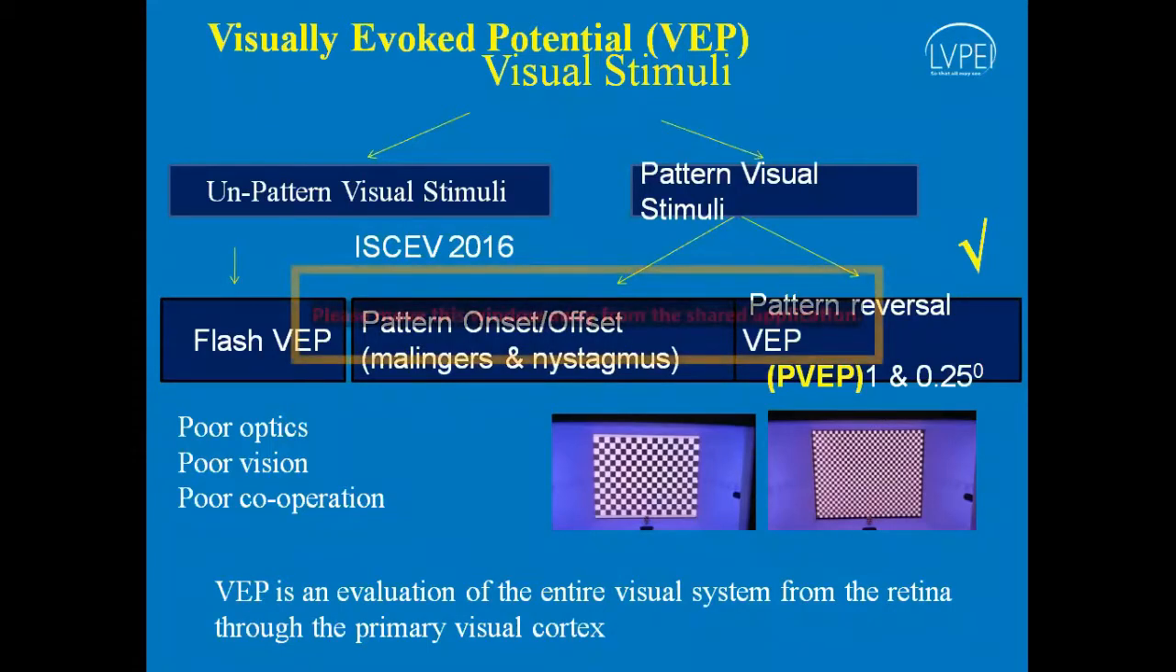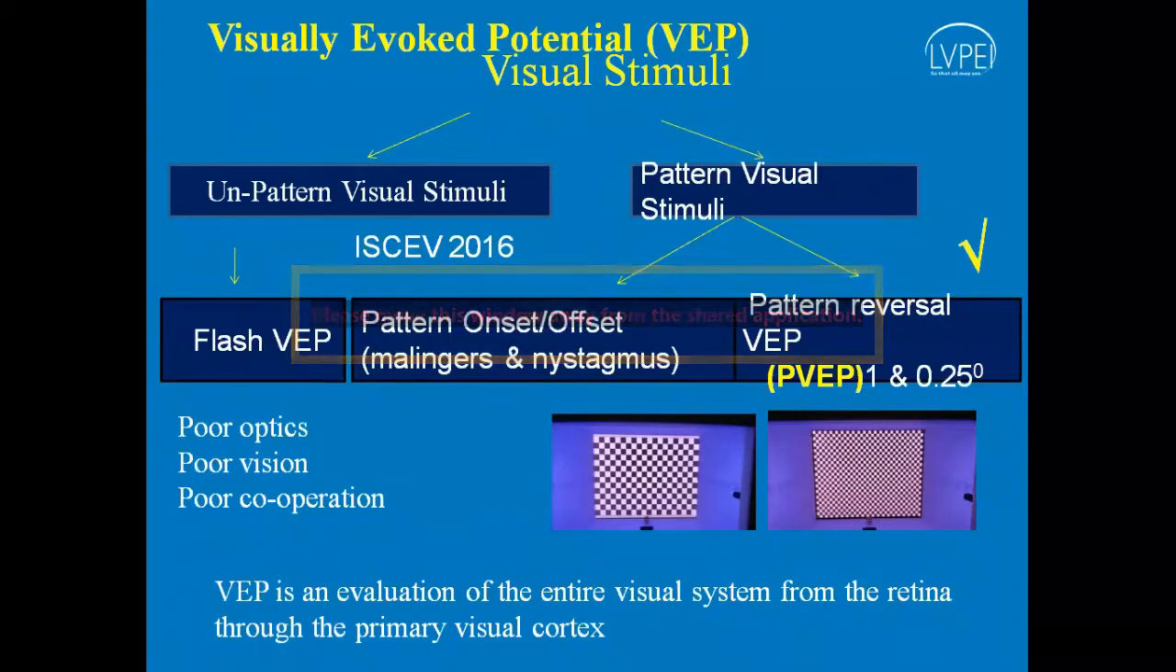One is on non-pattern visual stimuli called flash visual evoked potential, or flash VEP, where a bright flash of light is used, and pattern stimuli. And the pattern stimulus can be in the form of pattern onset offset, or it can be pattern reversal VEP.